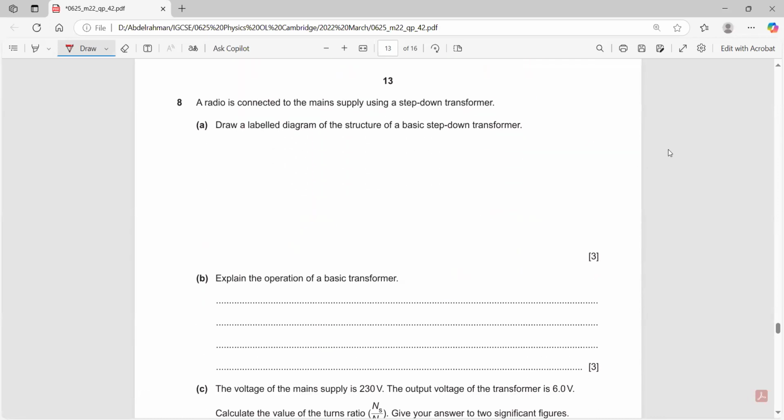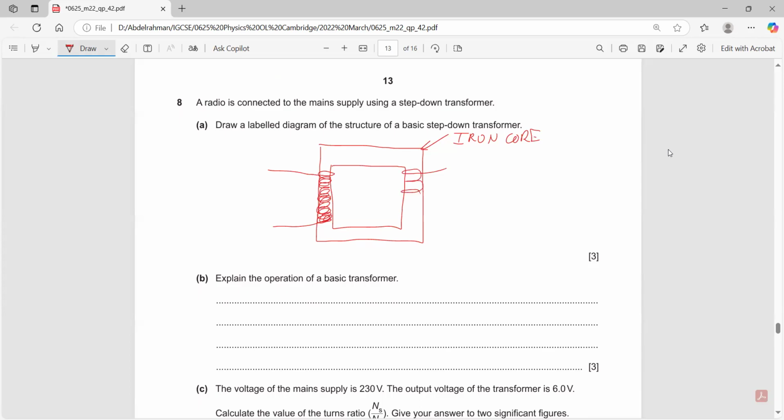A radio is connected to the main supply using a step-down transformer. Draw a labeled diagram of the structure of a basic step-down transformer. Okay, that's not too hard. You have the core, iron core. Okay, you have to state that this is an iron core. And then step-down transformer, you have more coils on the primary, and then you have much less coils on the secondary, right?